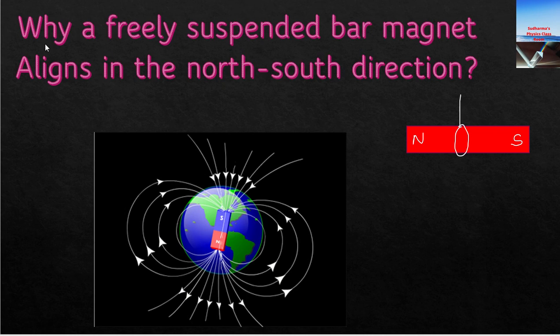So my question is, why does a freely suspended bar magnet align in the north-south direction? I just told you we have to suspend it, and when it aligns, one side will be pointing towards north, and that is the north pole. But why is it aligning? Why can't it align in the east-west direction? Here we have the answer with respect to the Earth's magnetism. Earth is a good magnet. It has a good magnetic field. So we can imagine a magnet in the form of a bar magnet.